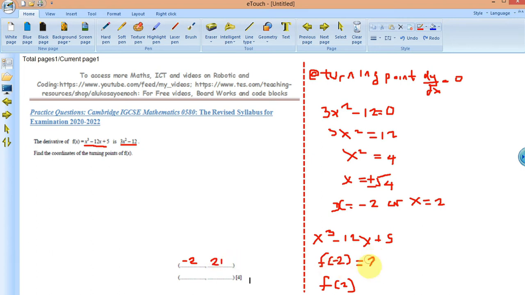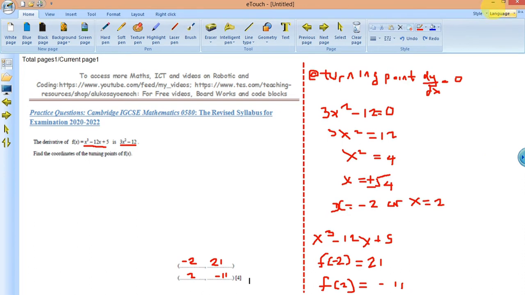Now when x equals 2, let me change that minus to plus 2, and this one to plus. This equals minus 11. So when x is 2, y is minus 11. Okay guys, that's the end of the question. x equals minus 2 and 21, then x equals 2 and minus 11. Pretty cool, guys. Let's go to the next question.